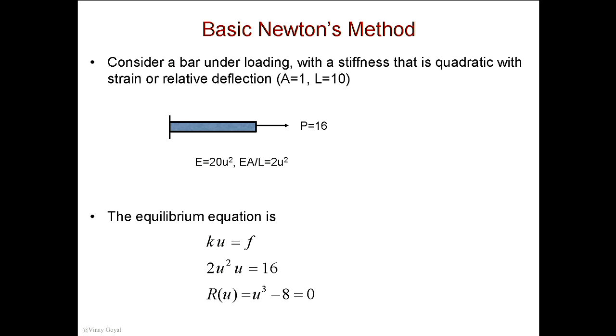If I put everything to one side of the equation, this is u cubed minus 8 equals 0. I'll call this the residual. Now, please do not confuse this residual with the residual function from weak form Galerkin. It's not the same thing. This is just the error you incur if I start and say, okay, u is 0. Is that the correct solution?